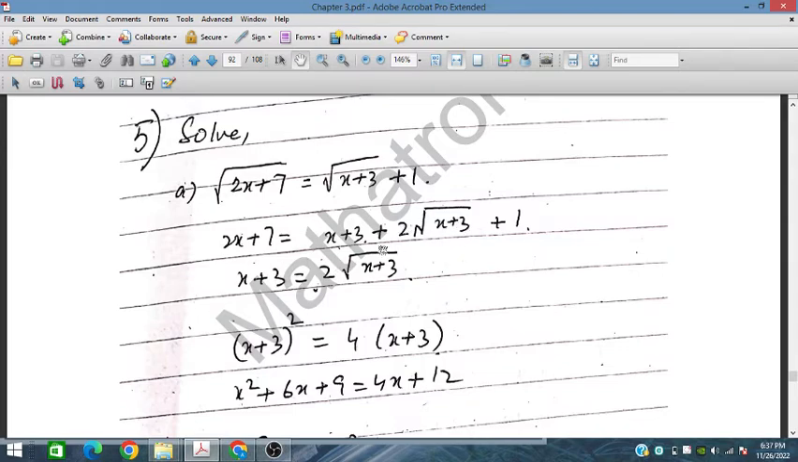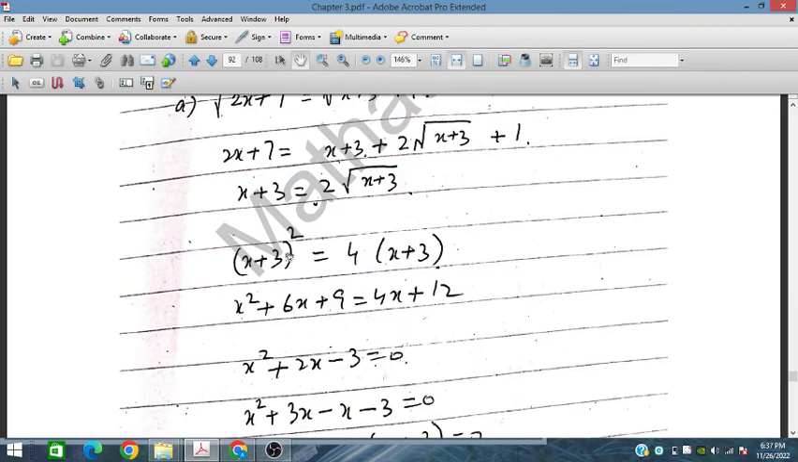So taking a square on both sides, this becomes x plus 3 whole square. This becomes 4 times x plus 3. So on obtaining, x plus 3 whole square is equal to x square plus 6x plus 9 on this side, 4x plus 12. Shifting it on this side, 4x and 12. So this becomes x square plus 2x minus 3.